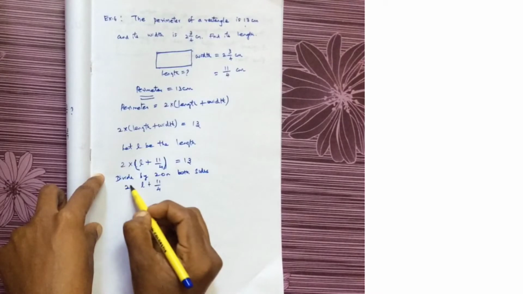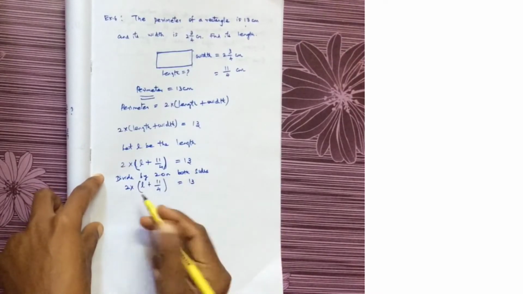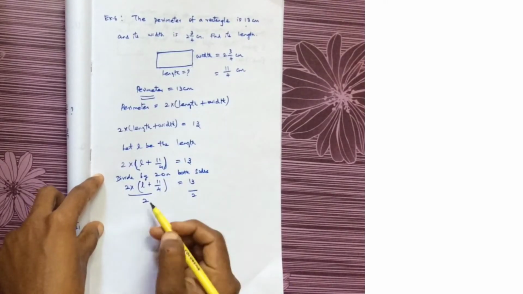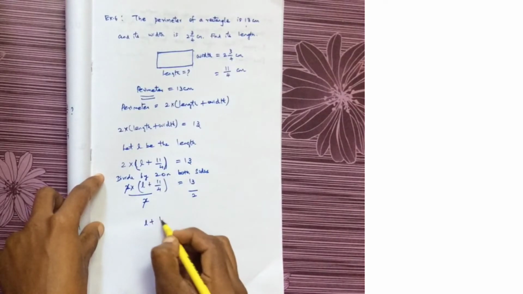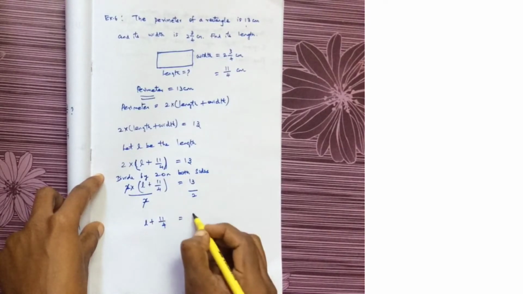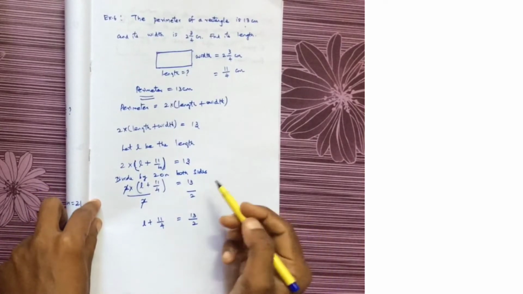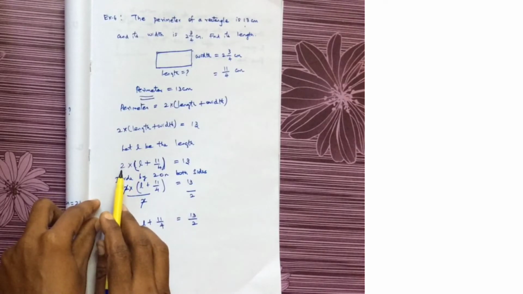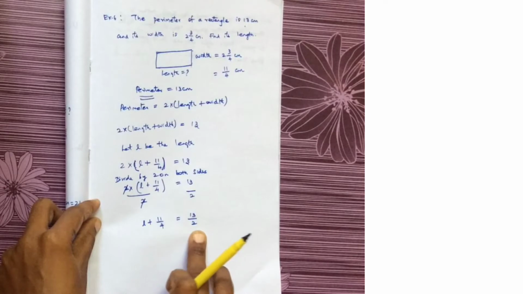Now what will happen? Equal to 13. This is the equation. I am dividing by 2 on both sides. So this 2 and this 2 will get cancelled. L plus 11/4 equal to 13 divided by 2. Simply you can say whatever is present in the numerator, when moved to the other side, it will go to the denominator.